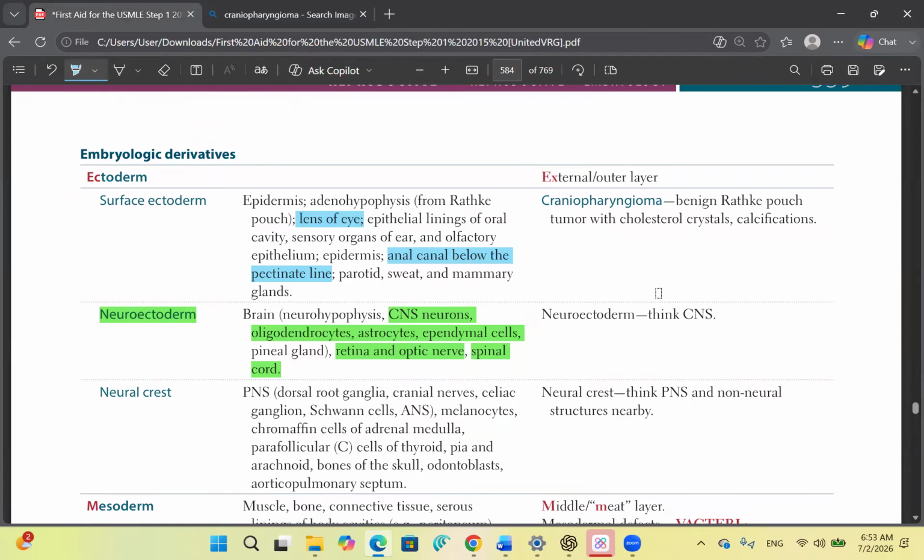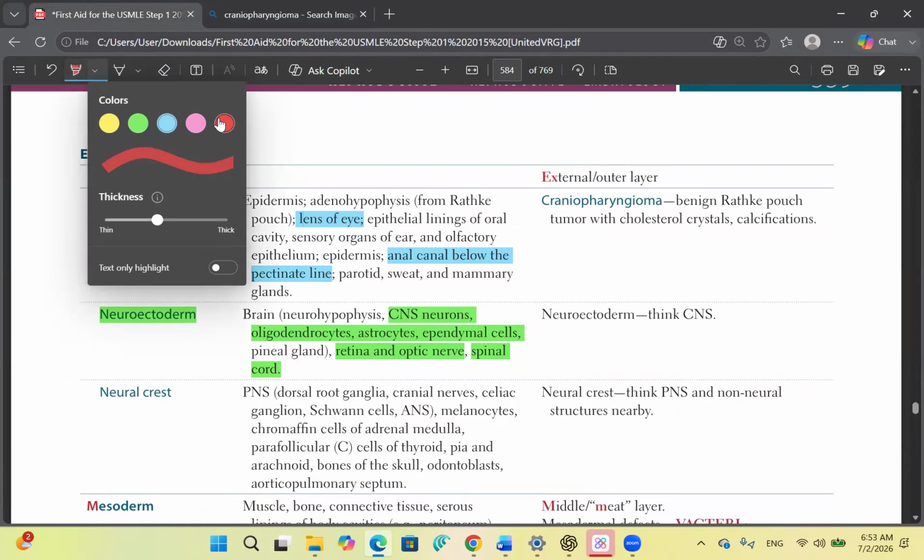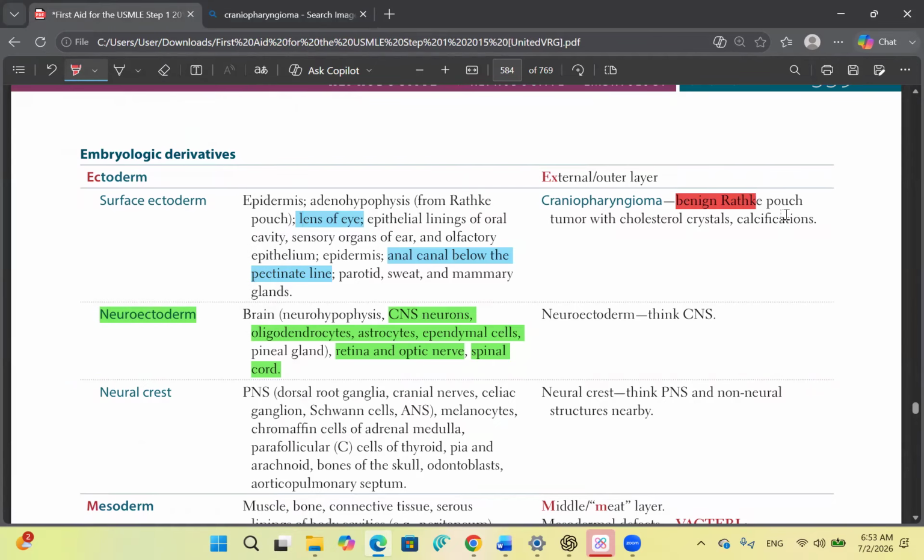What we need to know is that it is a benign Rathke's pouch tumor with cholesterol crystals and calcifications. It is related to the surface ectoderm.